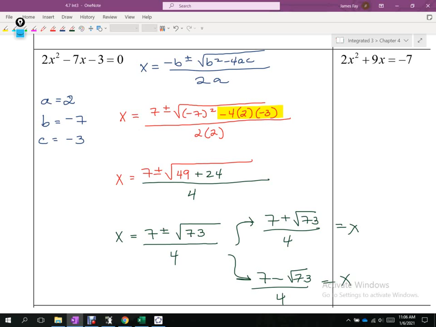Does that make sense? So radical 73 is not a rational number. It's an irrational number, so we cannot do anything with that. We leave that alone. Okay?